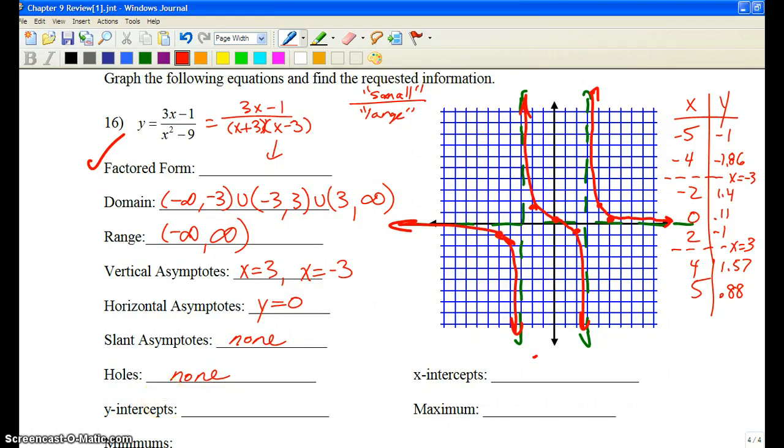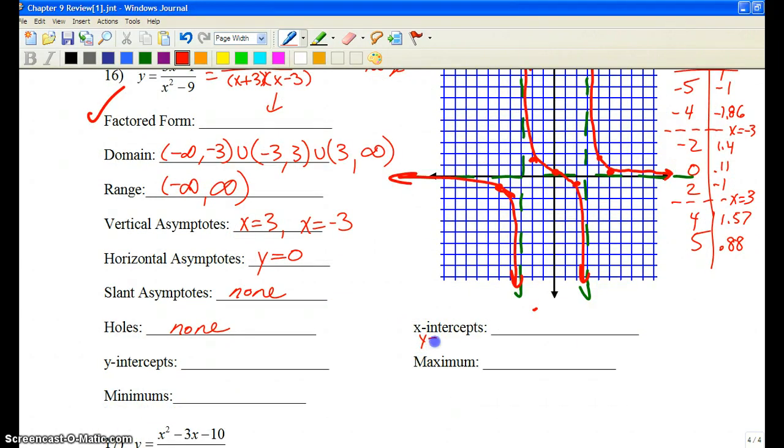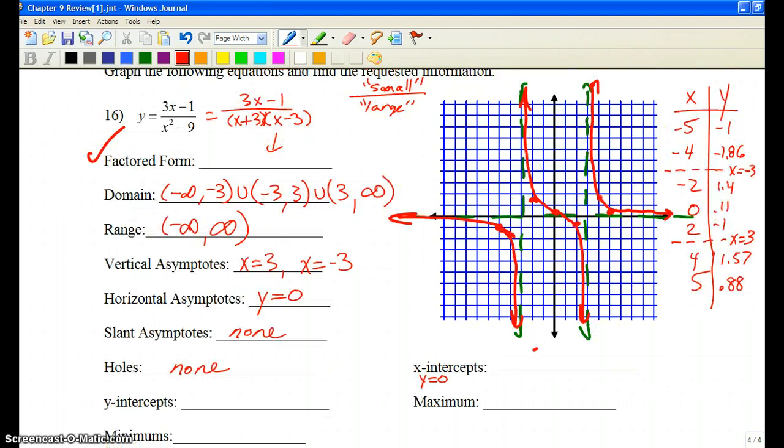Now let's do x-intercepts, we need to know where y equals 0 on this. So you can kind of look at the graph. Does it cross the x-axis anywhere? Yeah, it does. That ends up happening right there. To do that, we're going to set the whole function equal to 0.